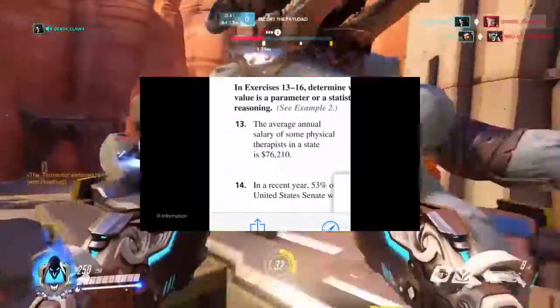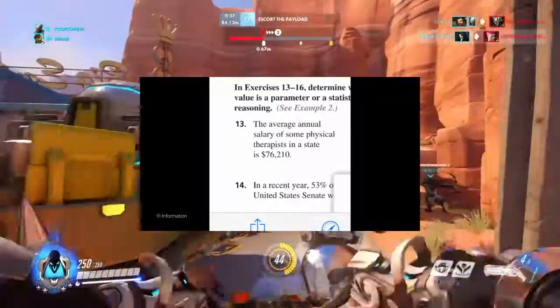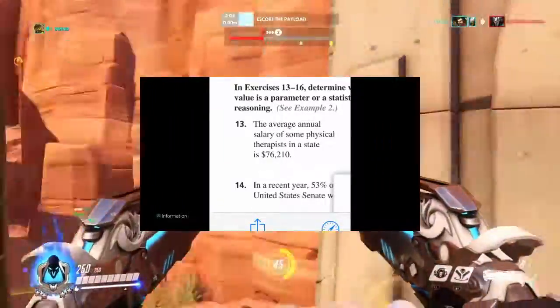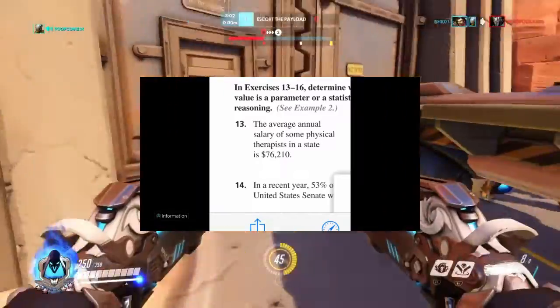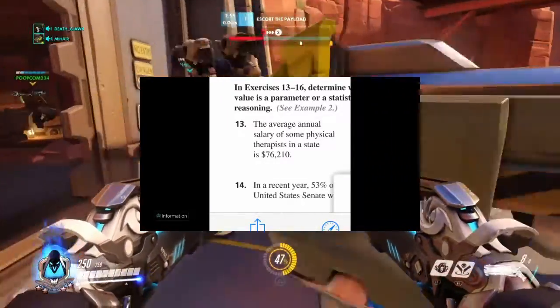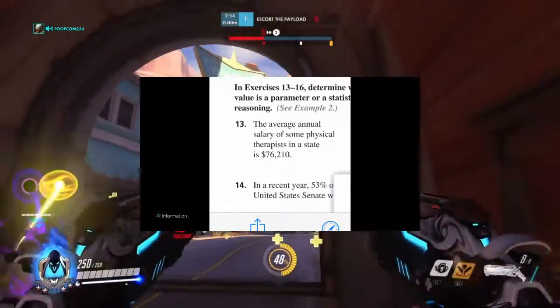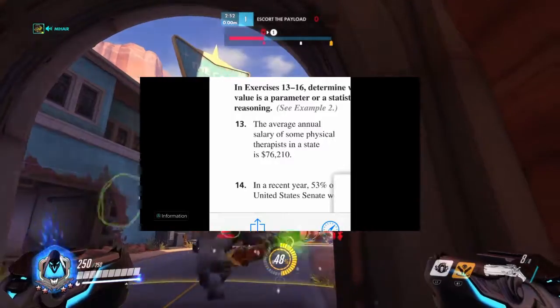Okay, so for number 13, it's very similar to the first set of problems we did. You're gonna find what the thing is, right? So for this one, 13 is a sample. It's a sample because it's only some physical therapists, not all of them, some of them. Therefore, it would not be a parameter because a parameter would be all of them.